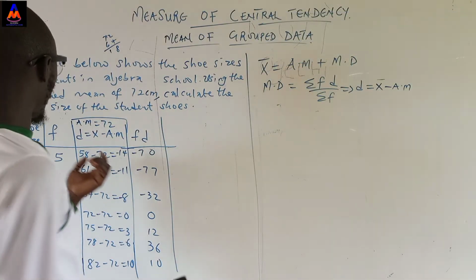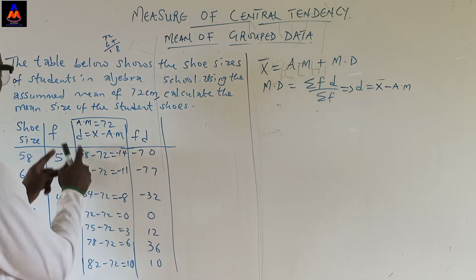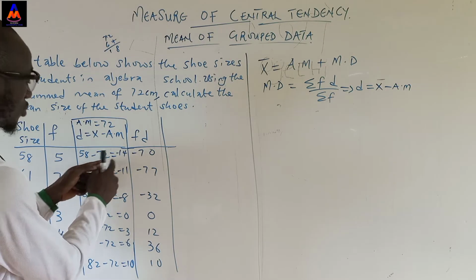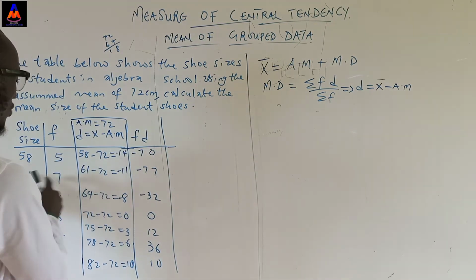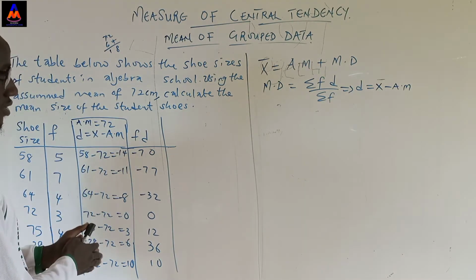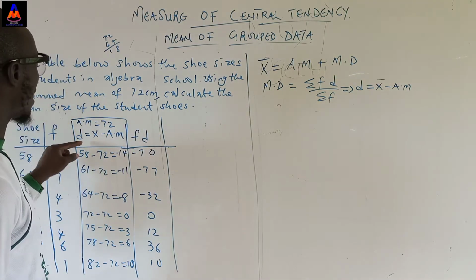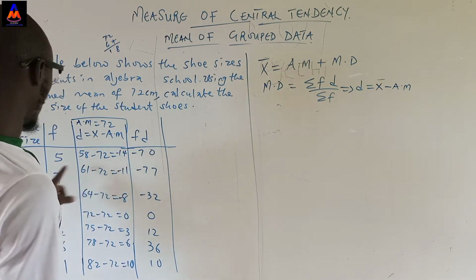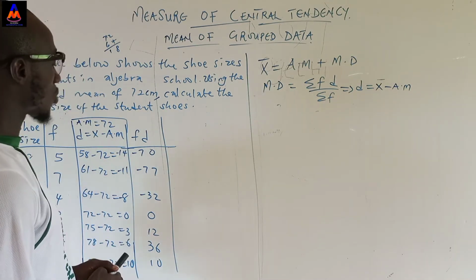So we continue. The first thing that we did was to find the deviation, where we subtracted from each of the data, 58 minus 72. This is minus 14. I made a mistake the other time. It's actually minus 14. 61 minus 72 is minus 11, and that was the procedure we used here. Then to get our FD, which is the product of our frequency and our deviation, we multiply 5 times minus 14 here. This is minus 70. 7 times minus 11, that's minus 77, and that was what we did here.